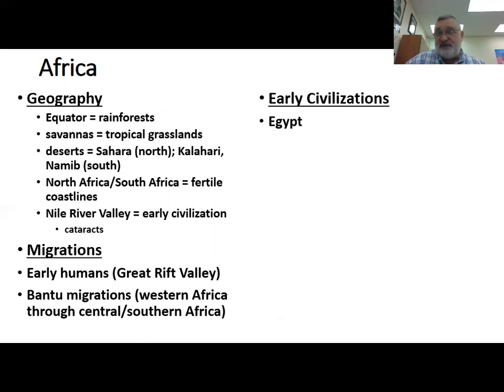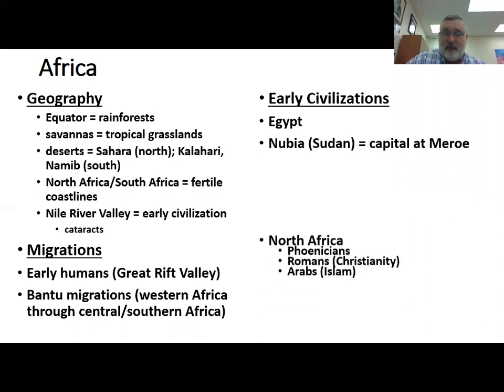Some of the early civilizations, we mentioned Egypt. To the south of Egypt, in what's now Sudan, there was a region called Kush or Nubia, which was a region that rivaled Egypt at one time. Their capital was at Meroe. They actually conquered the Egyptians briefly.